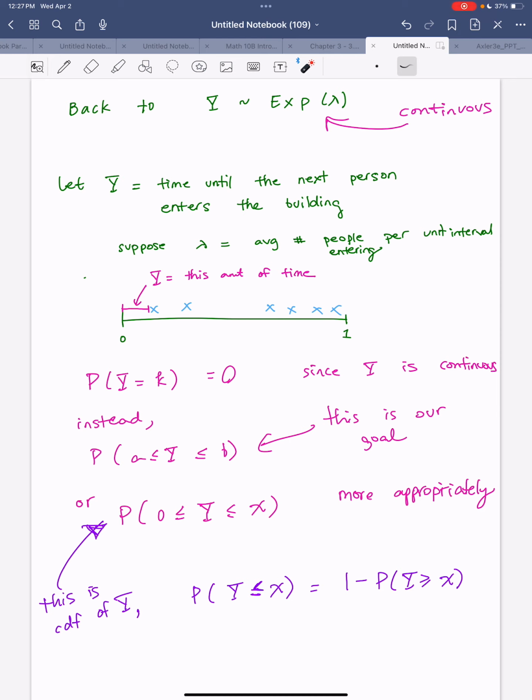What's the probability that Y is in between 0 and x? This actually is a CDF, right? The cumulative distribution function of Y. And we said we're going to compute that. So the probability that Y is less than or equal to x is going to be 1 minus the probability that Y is greater than or equal to x. Okay.